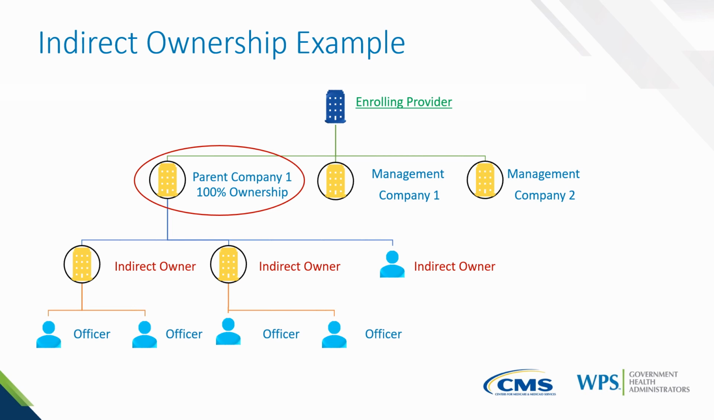The third level shows the officers that have operational control of the entities with direct ownership. Because they oversee the entities with indirect ownership, they must be reported on the CMS 855 application as having managing control. As you can see, all levels of ownership must be reported when they have an organizational line to the enrolling provider.